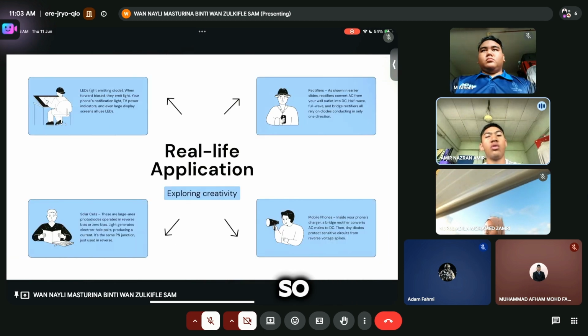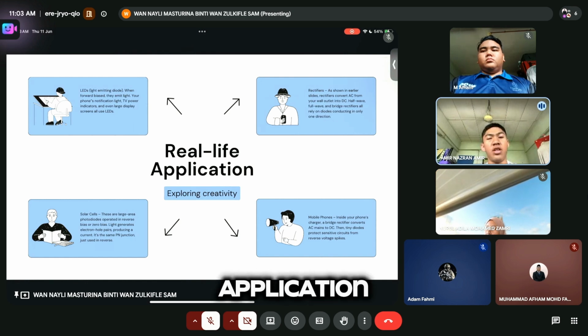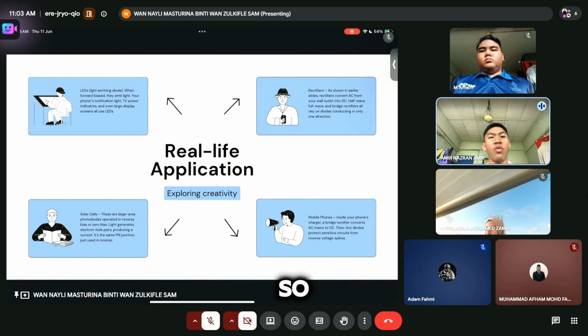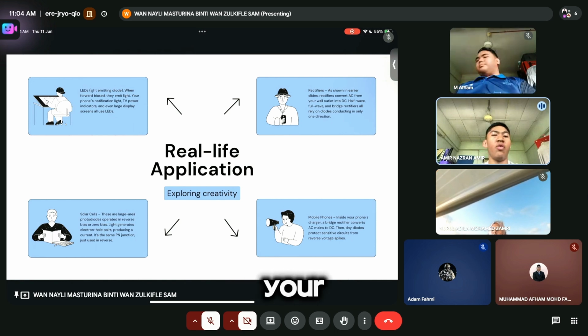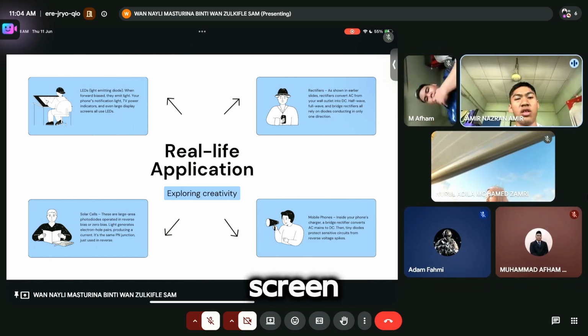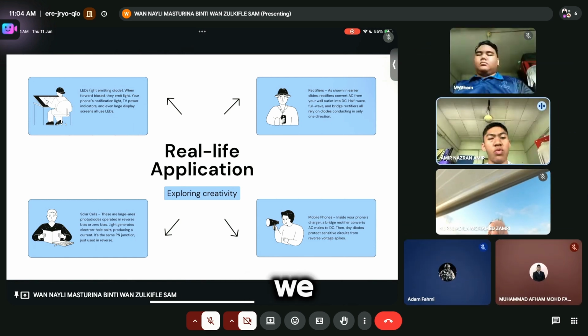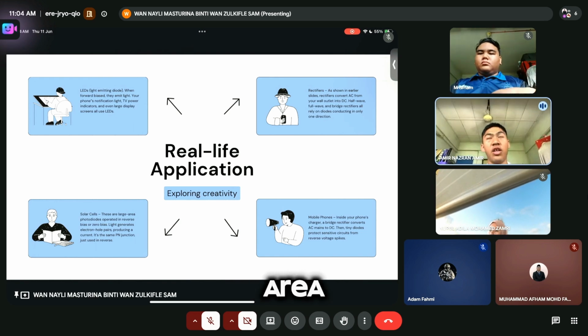Next, these are the real life applications where we use diodes. First we have the LED, or light emitting diode. When the LED is in forward bias, it will emit light, just like your phone's notification light, TV power indicators, and even large display screens all use LEDs. Second, we have solar cells. These are large area photodiodes that operate in reverse bias or zero bias. Light generates electron hole pairs, producing current. It is the same PN junction, just used in reverse.